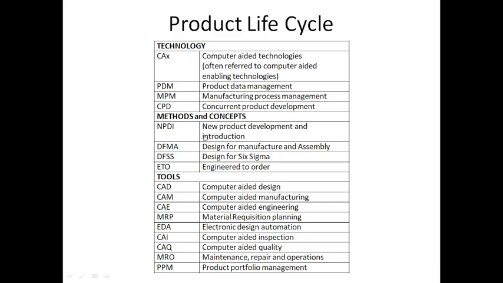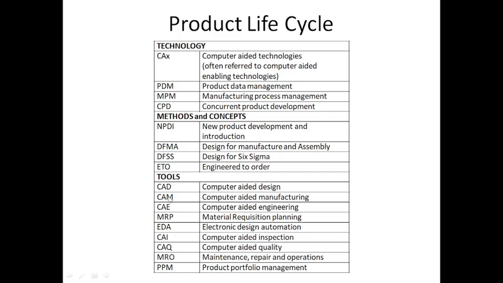NPDI is new product development and introduction. DFM is design for manufacture and assembly. DFSS is design for Six Sigma. ETO is engineered to order. That means some kind of tailor-made products. This may be useful. Then these are the list of tools.